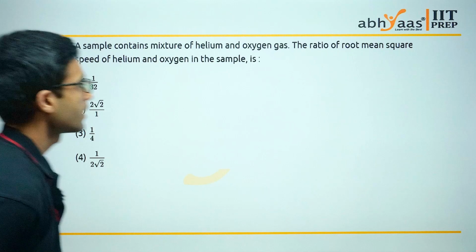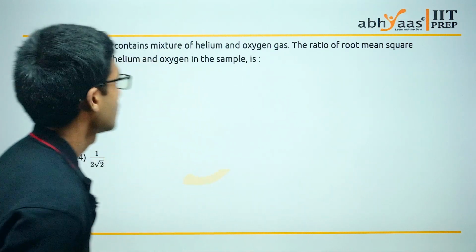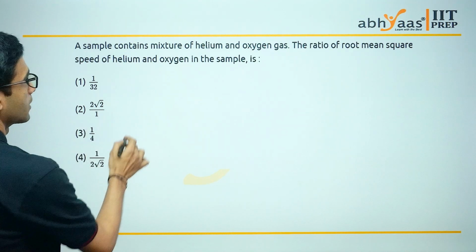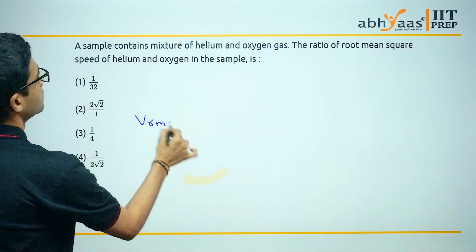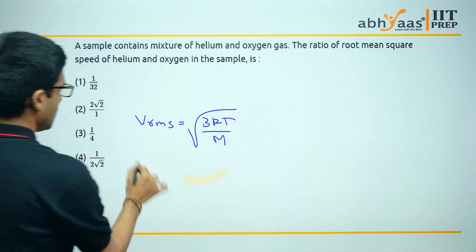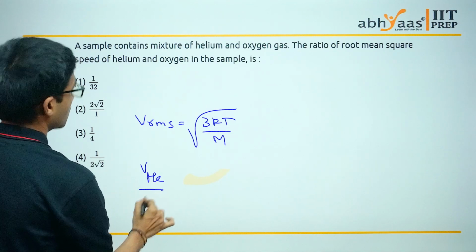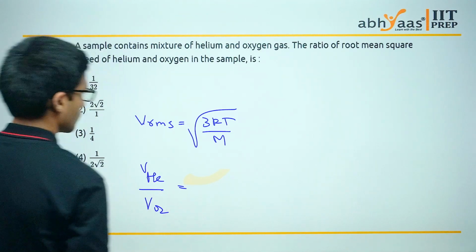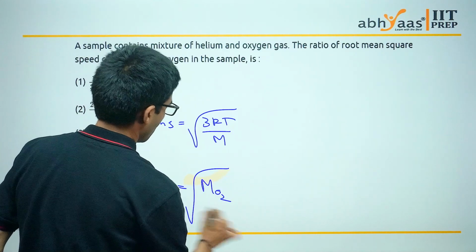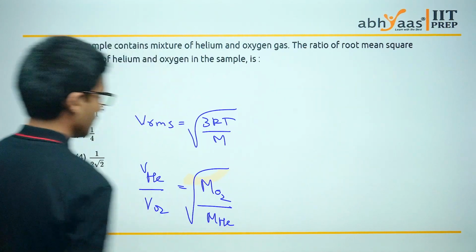The sample contains a mixture of this one. So what you need to calculate is the root mean square speed of the helium and oxygen in the sample. You know that you need to calculate the ratio. VRMS is equal to root 3RT by M. So V helium by V oxygen is equal to root of molecular weight of oxygen by molecular weight of helium.